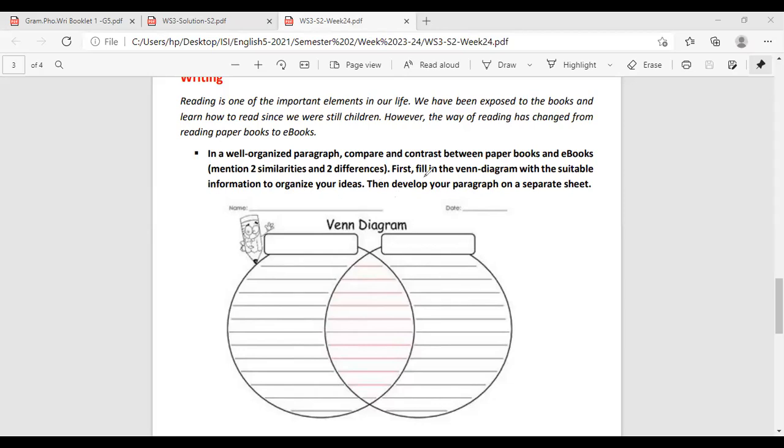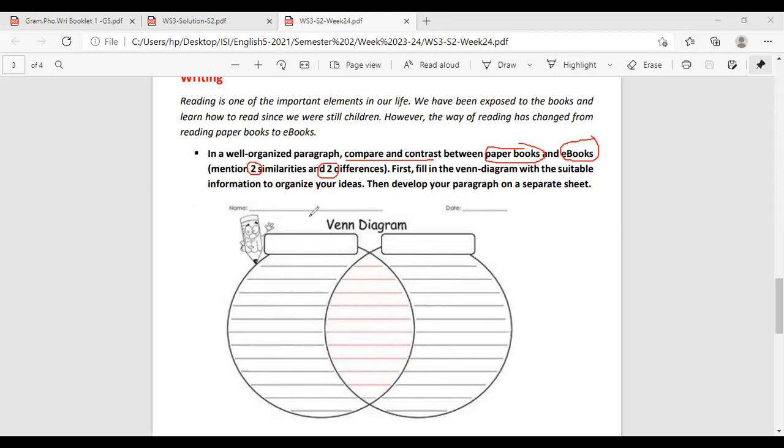Okay, one minute. So you have to compare and contrast between paper books and ebooks. You have two topics here to compare and contrast: paper books and ebooks. What should you mention? You mention two similarities and two differences, just two similarities and two differences. But first you have to fill in the Venn diagram with the suitable information to organize your ideas. Then develop your paragraph on a separate sheet. So what are you going to do?